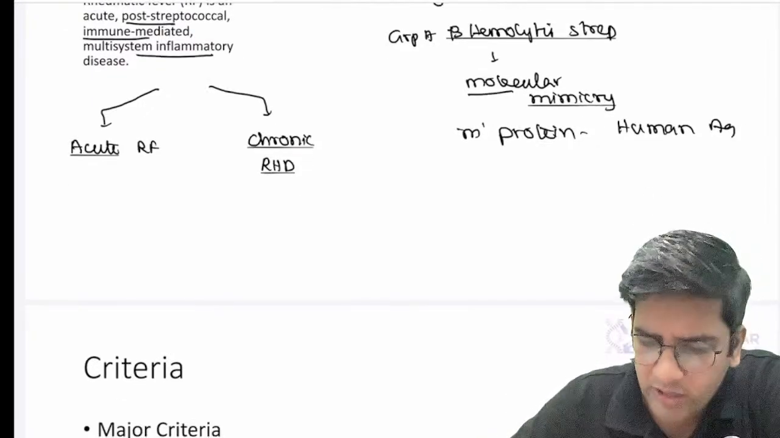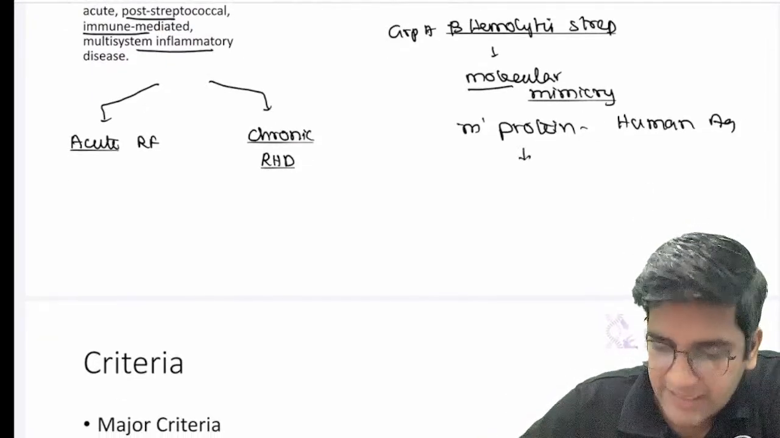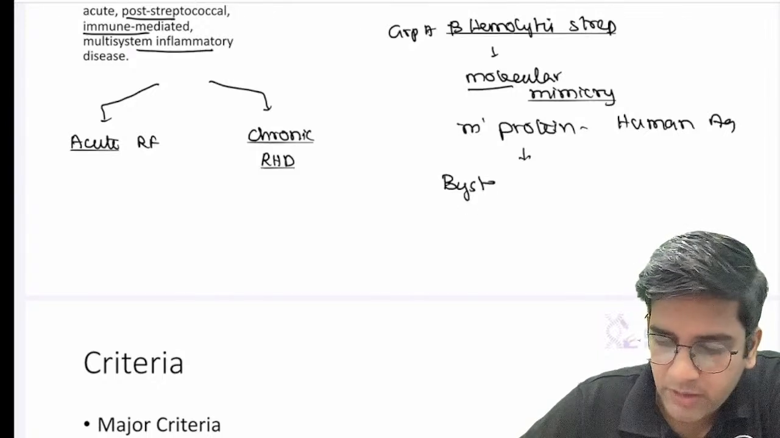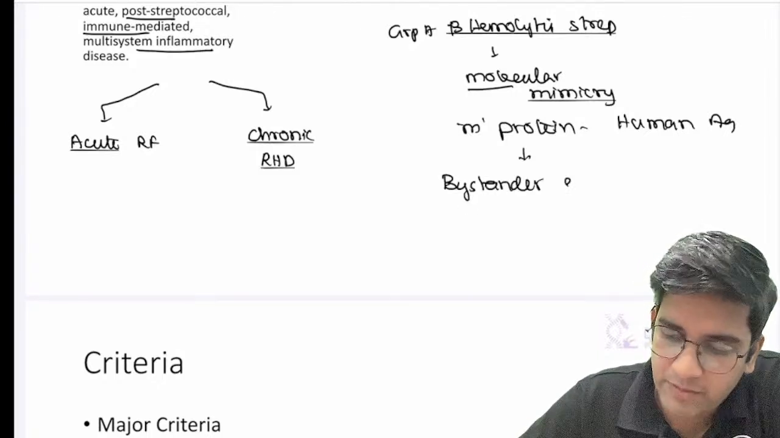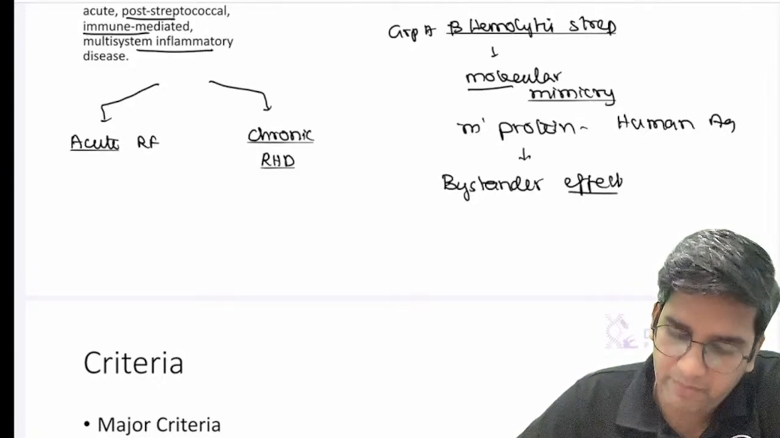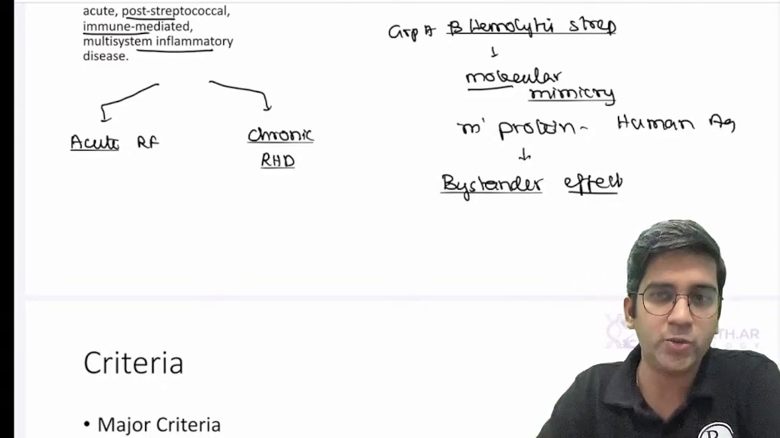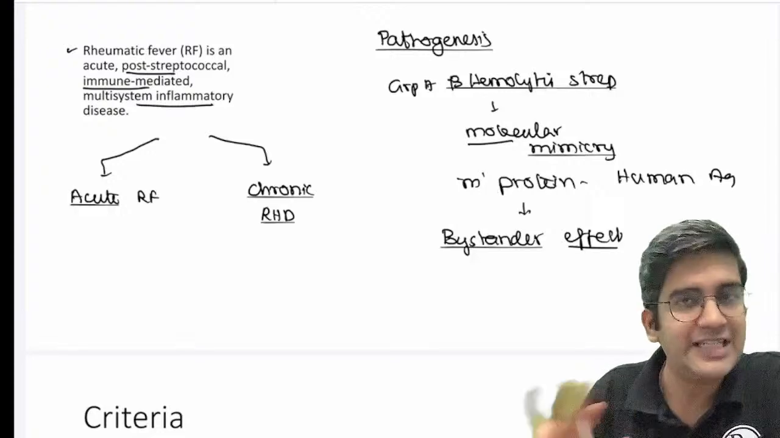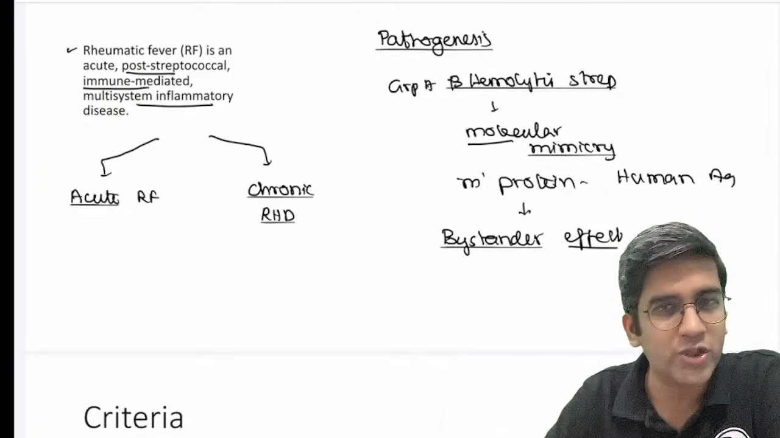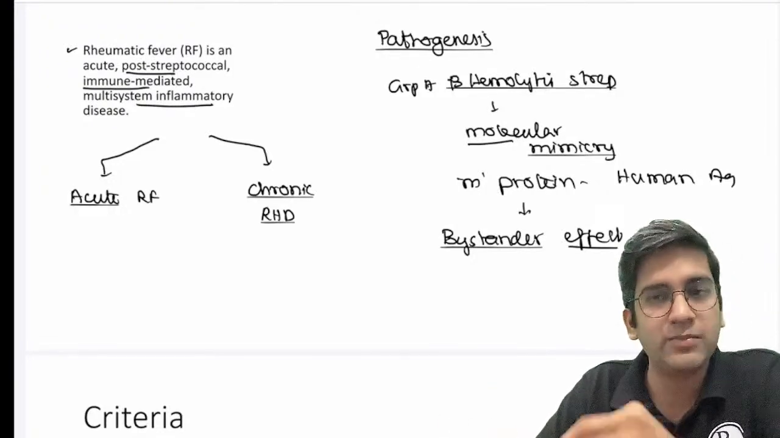With cross reaction with human antigen, so you have a bystander effect. So the bystander effect here is very simple, where my body destroys my M protein, definitely my body also will destroy all the human antigen, fine? That's how it is. It's a very simple pathogenesis, and I'm sure you know, you can easily write it, right? Now let's come to criteria.